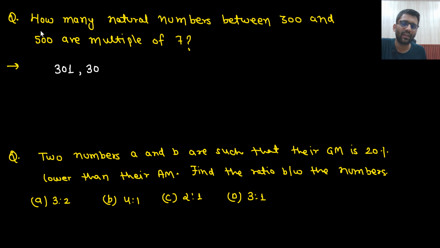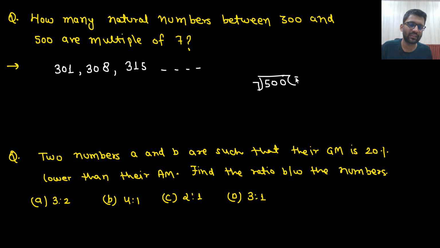Then the next number would be 301 plus 7, right? 308. Next number will be 315. And in this manner, what will be the last number? Let's just say I divide 500 by 7. So 7 7s are 49, 1 0. I need 4 here.